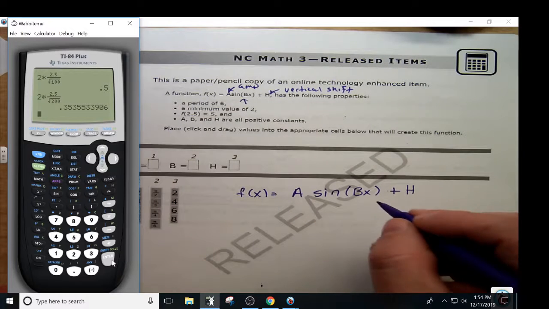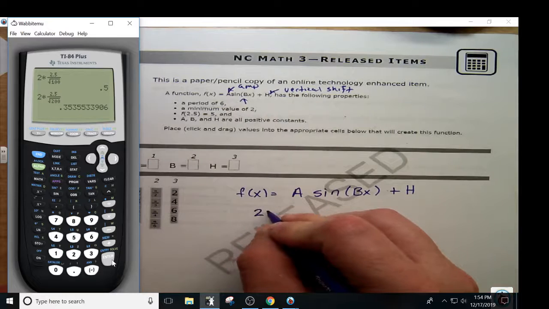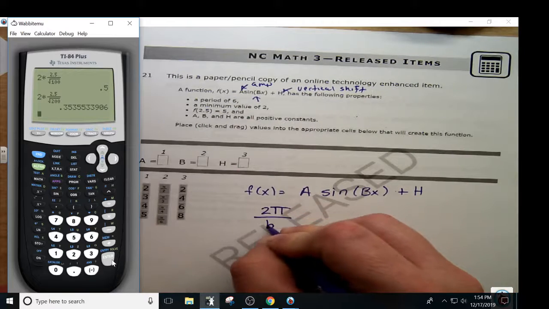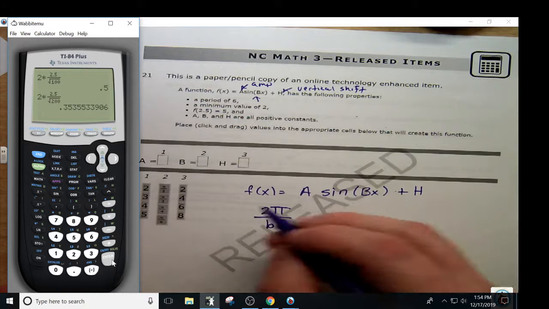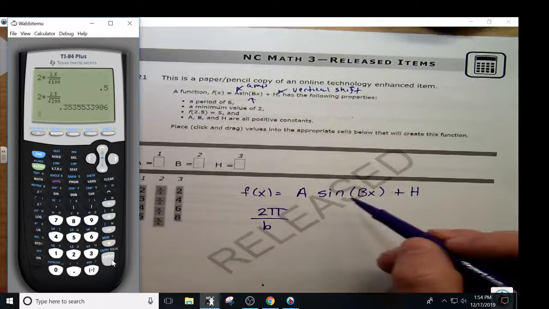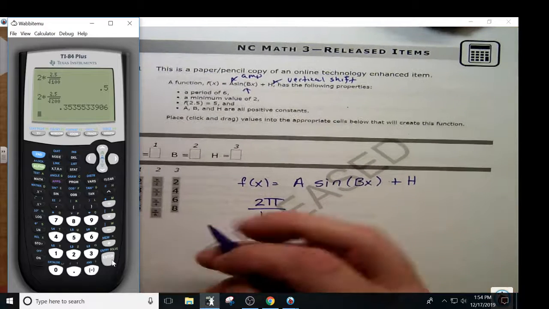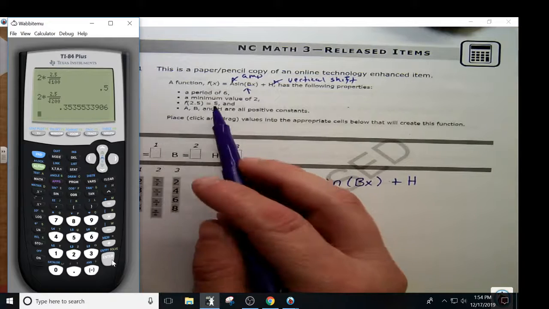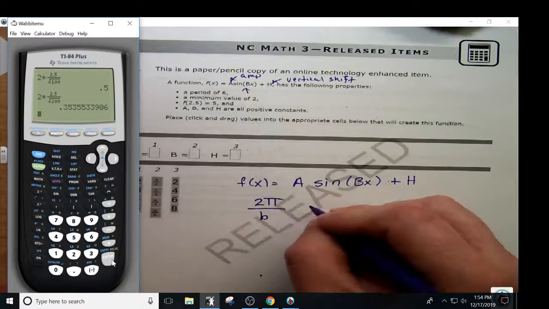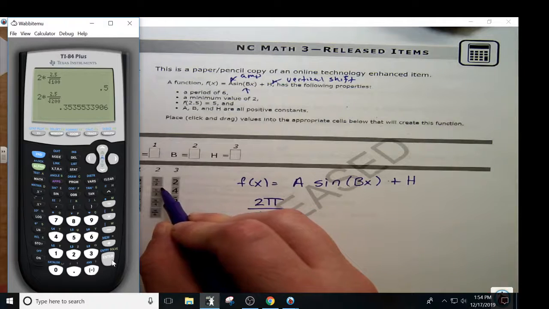Now let's talk about period just a minute. If the period is 6, it's 2 pi divided by b. 2 pi divided by b gives you your period. So now think about this. To get a period of 6, you could try this, but let me show you this. If we're trying to get a period of 6, because it tells us that, we're going to flip and multiply.